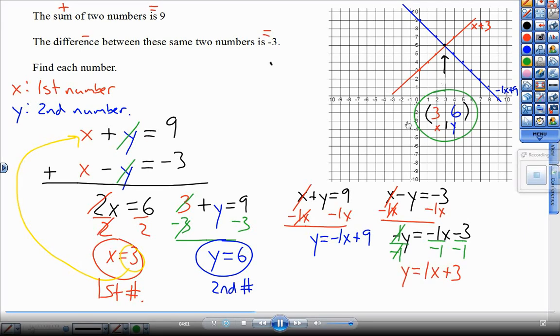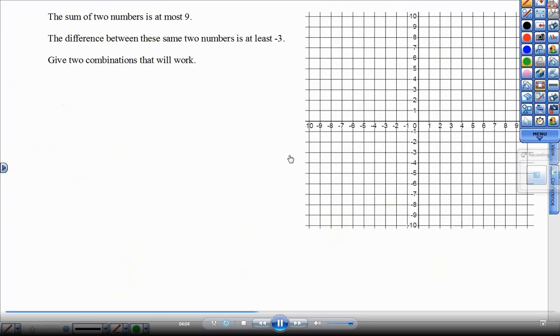Okay, the next problem is the same wording, but I'm changing it up. It's not "is," it's changed to "is at most" or "is at least." So these are inequalities. For these, same two variables, sum of two numbers, I'm going to use x and y, but at most is written as the less than or equal to symbol. At least is the more than or equal to symbol, and I'll try to explain that.